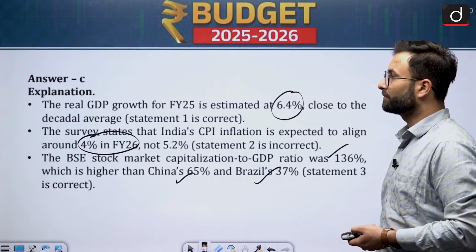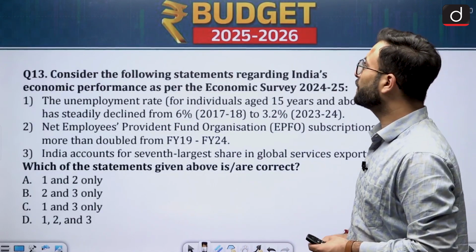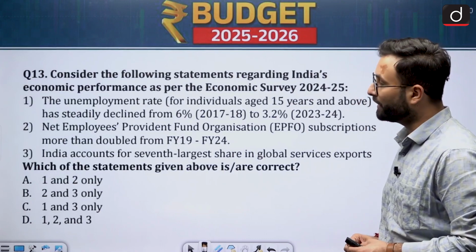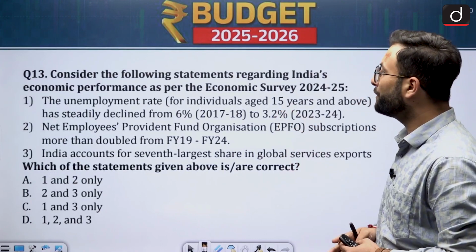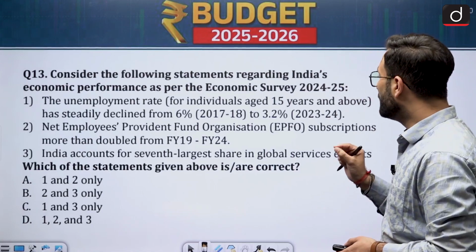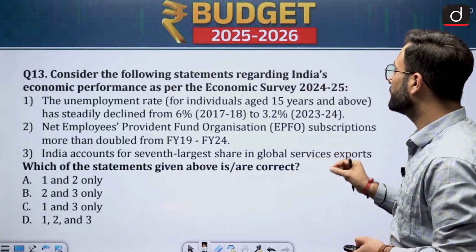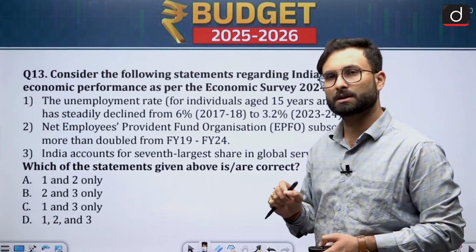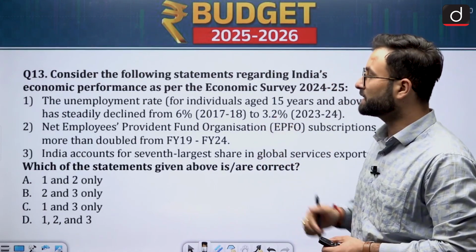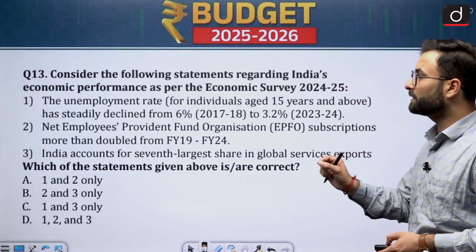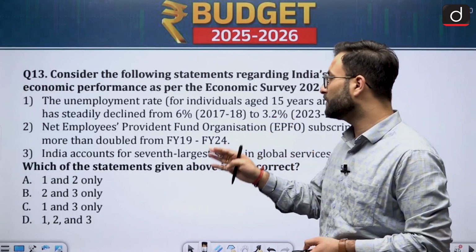So that we have seen. Coming to the next one, consider the following statements regarding India's economic performance as per the Economic Survey 24-25. The unemployment rate for individuals aged 15 years and above has steadily declined from 6% to 3.2%. Okay, so that is something. Coming to the next one, net Employees' Provident Fund Organization subscription more than doubled from financial year 19 to 24.